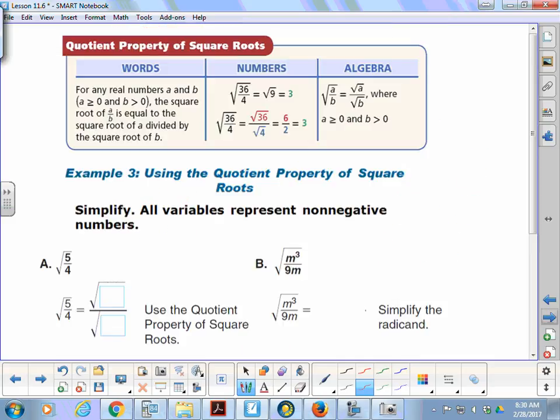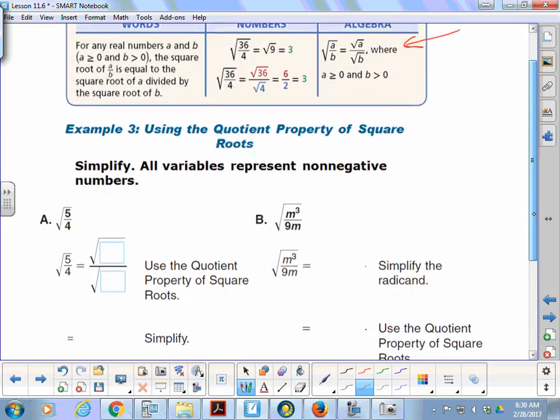All right. The quotient property says that if I have the square root of a fraction, I can rewrite that as the square root of the numerator divided by the square root of the denominator. But once again, just like we did in the first example, if I can simplify the fraction first, then I want to do that.